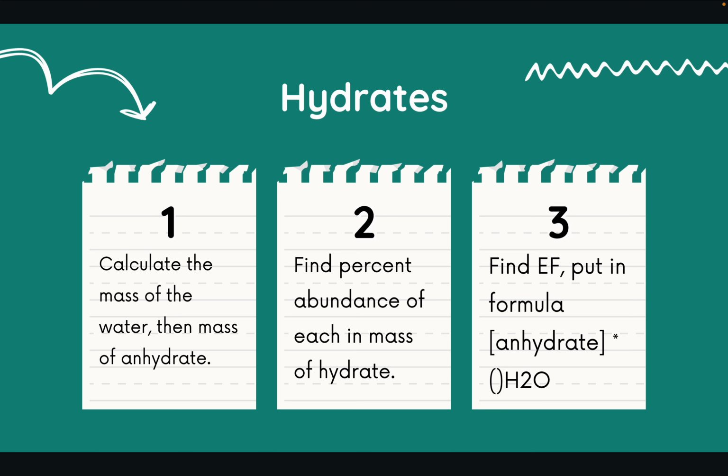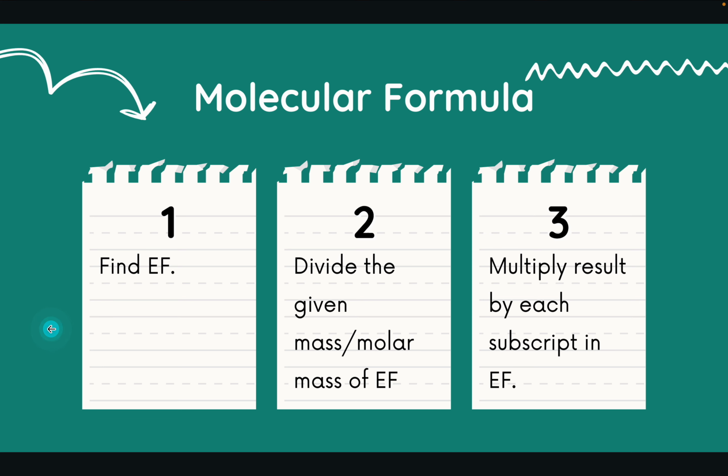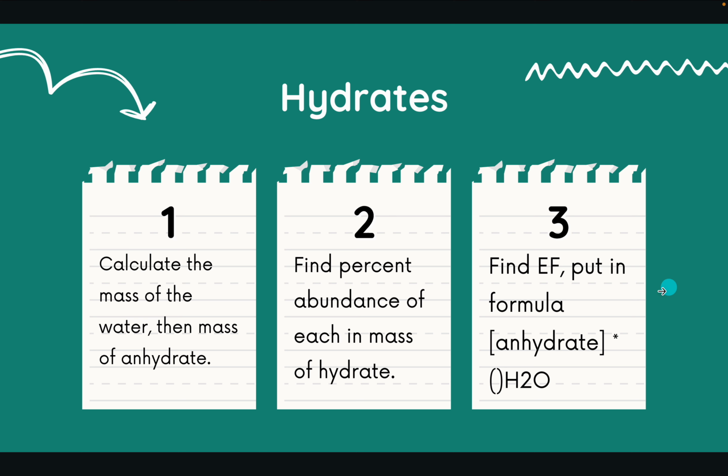Now the final subject in this is hydrates. So a hydrate is basically made up of an anhydrate and water, water being H2O. So to first calculate for hydrates, you calculate the mass of the water and also the mass of the anhydrate. Then find the percent abundance of each in the mass of the hydrate. And then find the empirical formula using the steps we discussed here. And then we can get the formula of the hydrate.